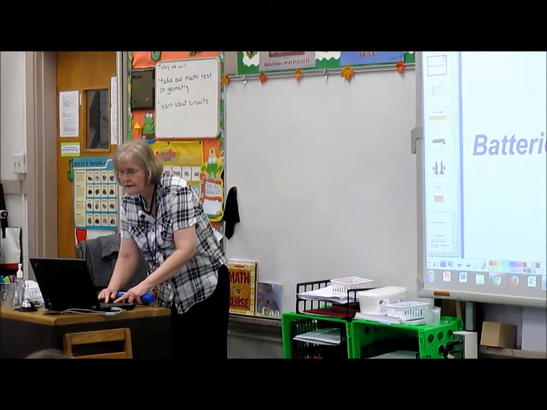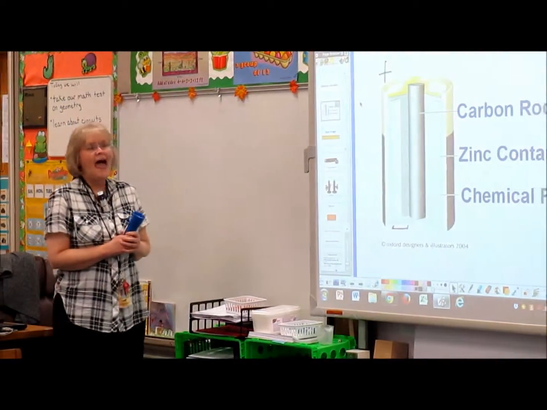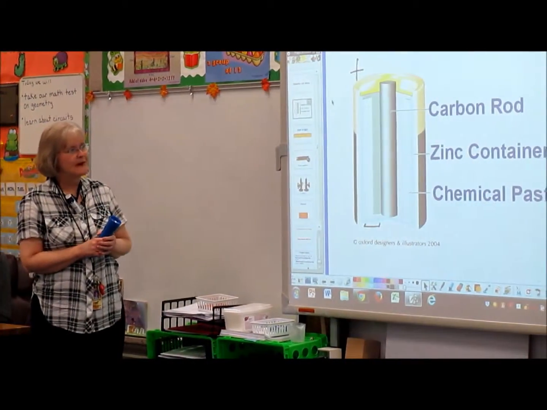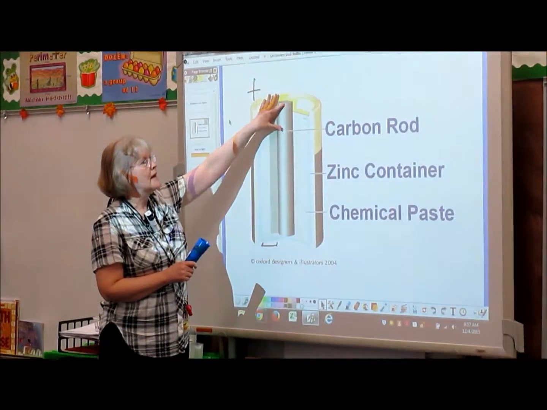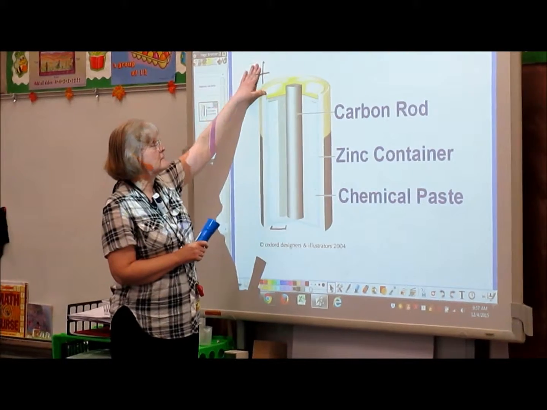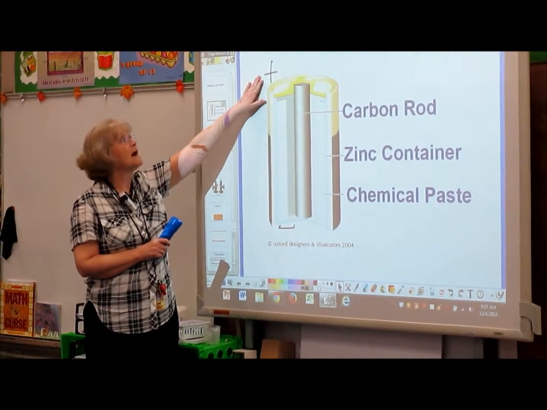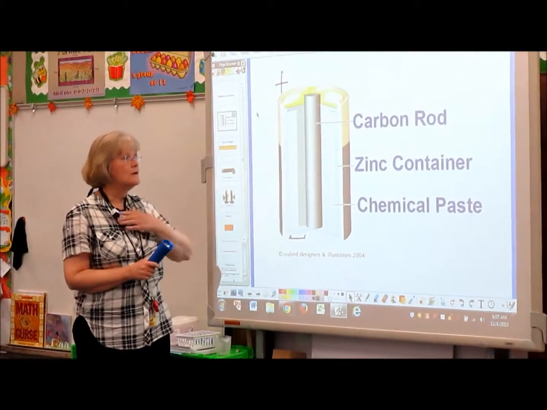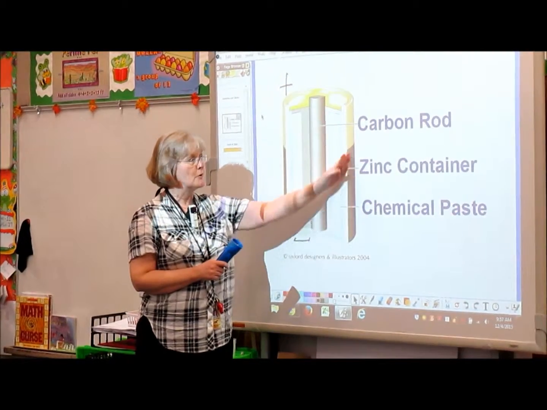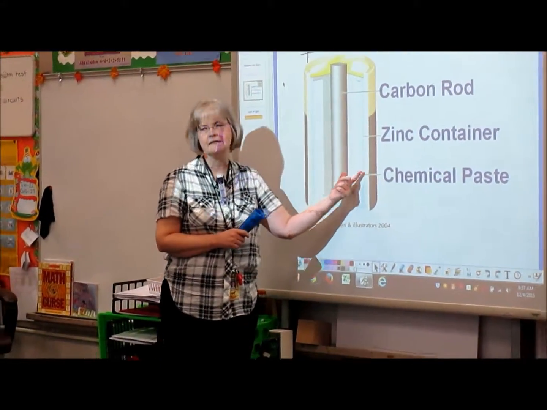Let me just click on that. And the inside of the battery, we can see that we have a carbon rod, and that carbon rod's connected to the bottom and top of the battery, and the top would be the positive end, Miss Malloy marked it, and the bottom is the negative end. We also have a metal part called a zinc container. Zinc is a metal, and a chemical paste inside it.